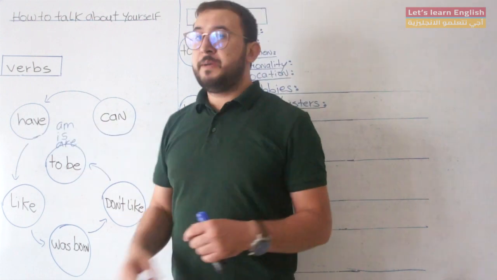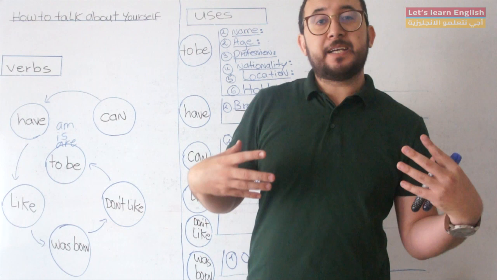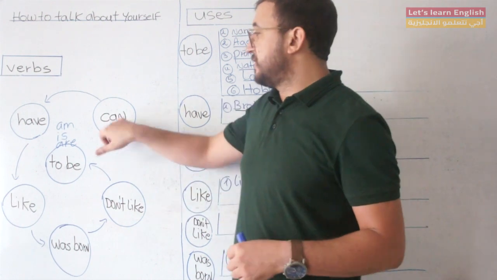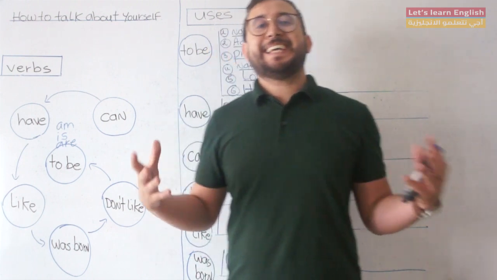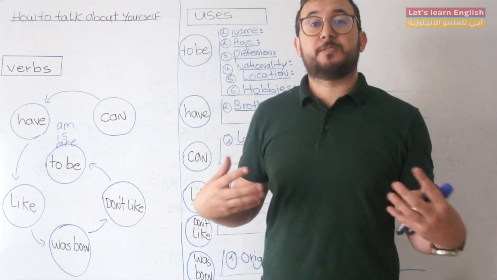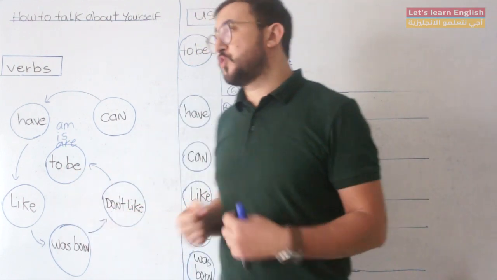The second verb is have. Have. أي لدي أملك يملك. Right. Have. I have. Right. And the third verb is can. أستطيع. لدي القدرة. Right. I can do something. Right. I can eat, I can swim, I can speak English, and so on and so forth.